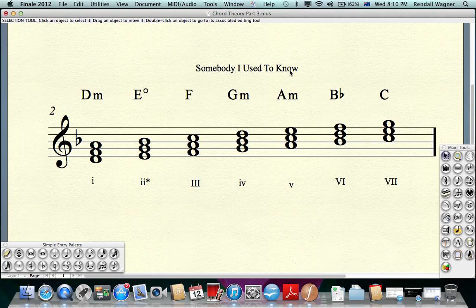Okay? So if I go into that, let's go into that. We're going to say it uses chords 1, 7, and 6. Okay, in D minor.